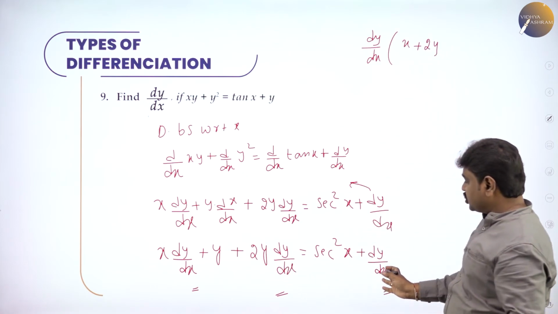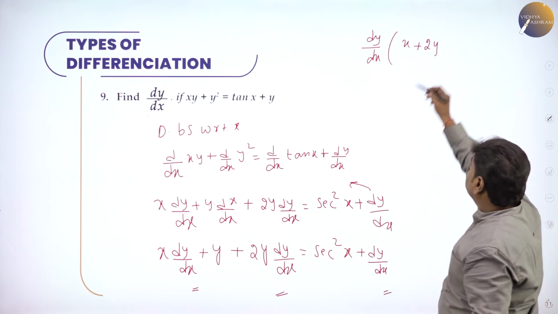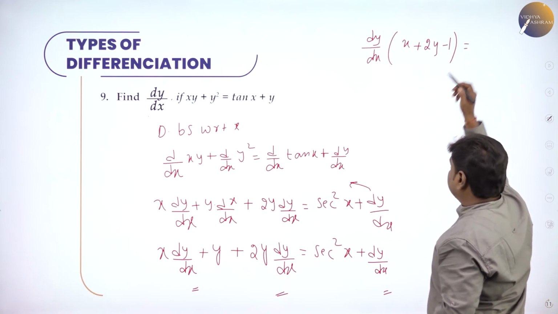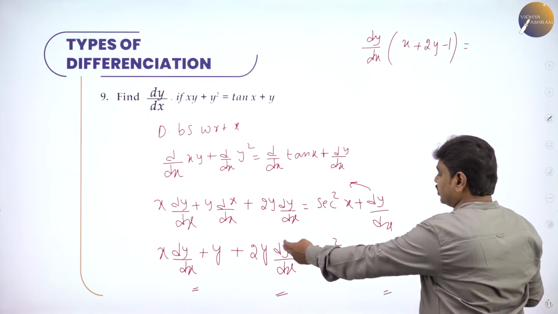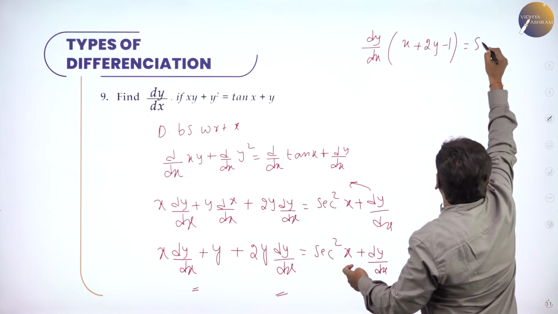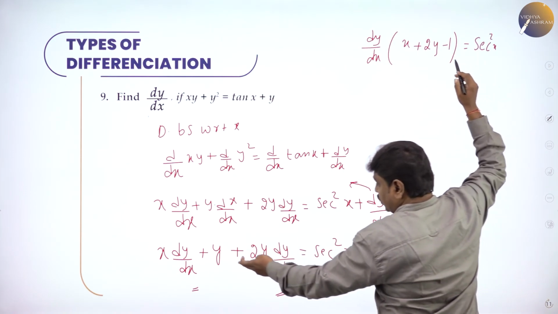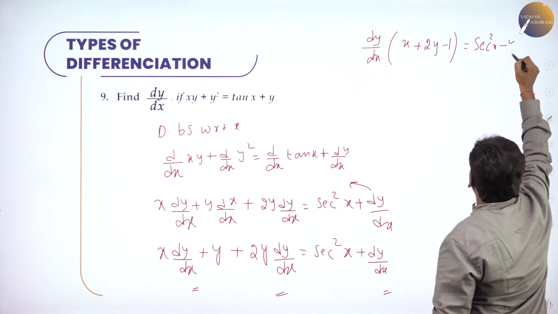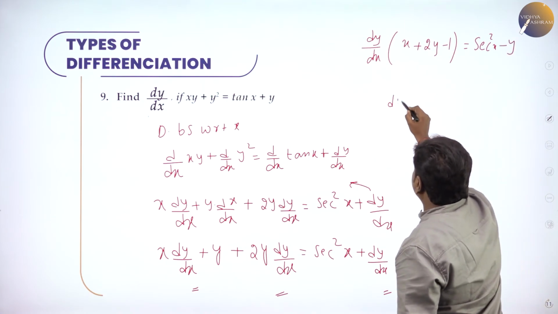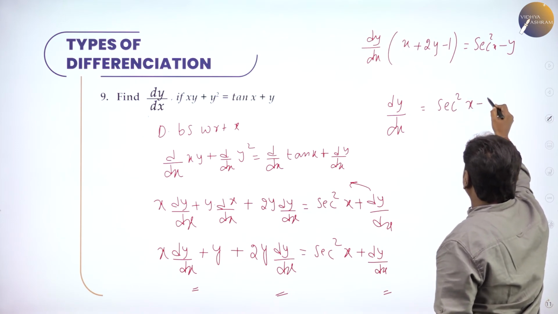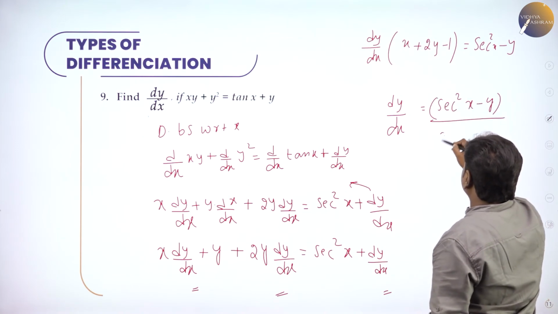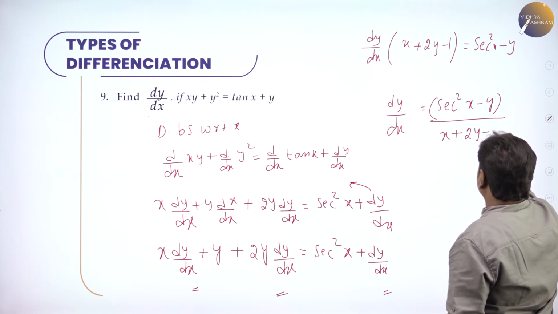And if this term comes to the RHS, minus 1, on the LHS it will become minus 1. And the remaining non-dy by dx terms you transfer to the RHS. So already we have secant square x, and transferring y to this side, it will become minus y. And dy by dx is equal to what? Secant square x minus y divided by x plus 2y minus 1. This is the answer.